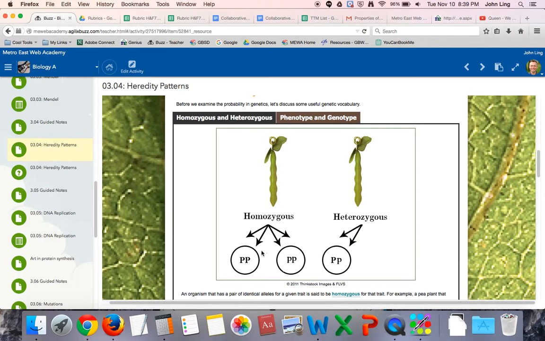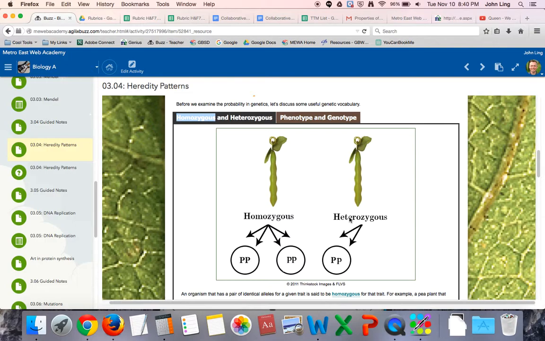So, big P's and little p's, that's what we're looking at here. The two big P's together means you're double dominant, or you have both dominant alleles. Then you're said to be homozygous. And if you've got one of each, so if you've got a big P and a little p, or one dominant allele and one recessive allele, then you're heterozygous, meaning kind of a mix. Homo means the same, hetero means a mixture.